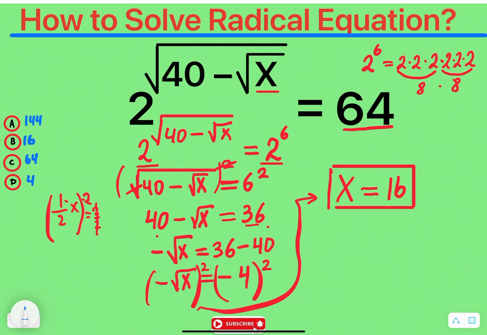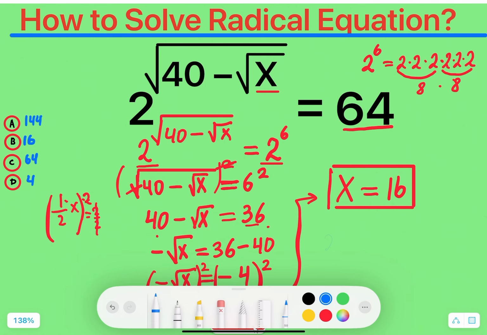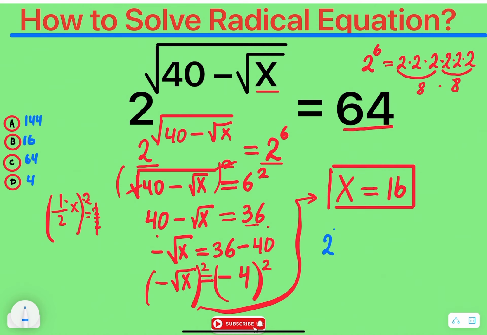Let's check it and see if we solved it correctly. What we have here: 2 to the power of square root of 40 minus square root of 16 equals, let's solve this, 2 to the power of square root of 40 minus 16, and the square root of 16 comes out and becomes 4, equals 2 to the power of square root of 40 minus 4, which is 36.